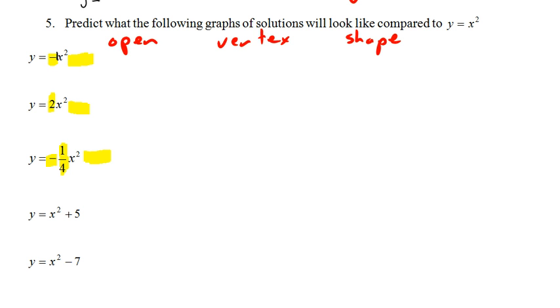Okay, fourth question. So opening is going to be up because it's like there's an invisible positive 1 here. Our vertex is going to be up at 0, 5 because we'll have a vertical translation of 5 up. And our shape will be the same as usual because we have the 1 there. Last one. Again, we've got the invisible 1 here. So that will mean we're opening up and have the same shape. And our vertex will be 0, negative 7 because we have a vertical translation of down 7.